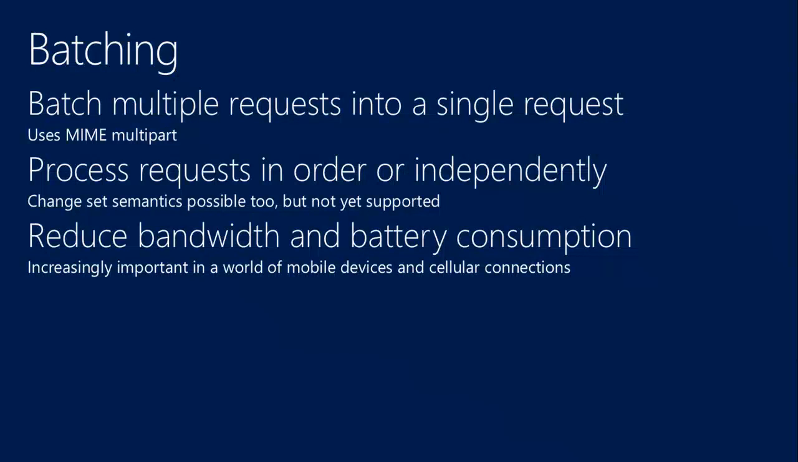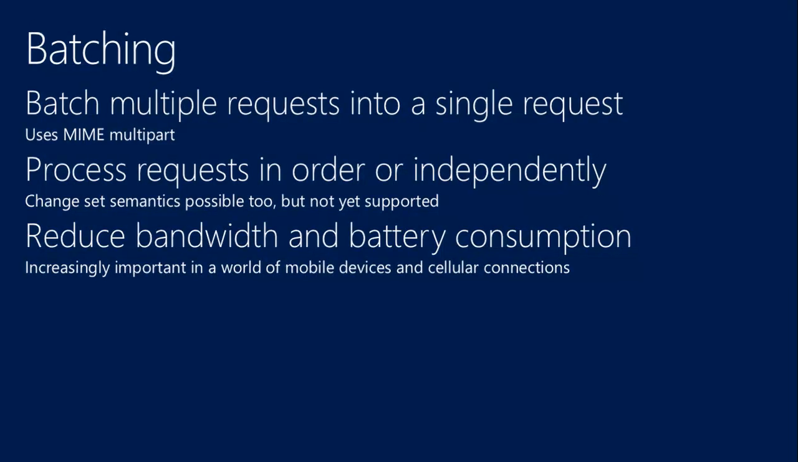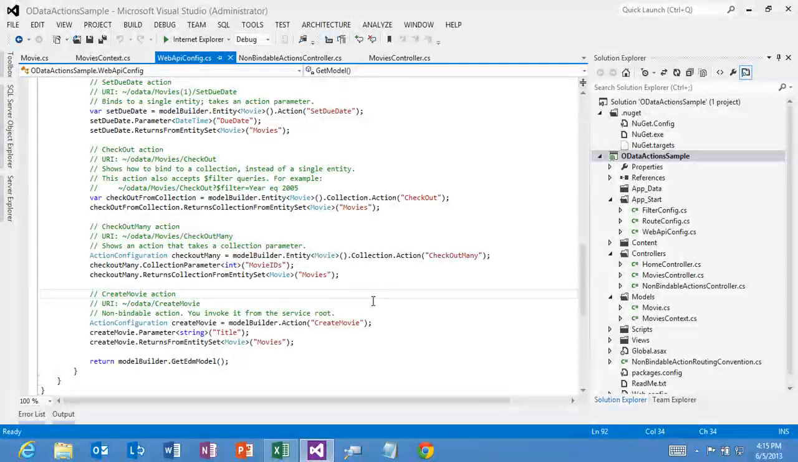By default, they'll be processed sequentially, but you also have the ability to say, you know what, just process them in any order you like, and so they can basically be processed independently. And the nice thing about this pattern is that you can reduce bandwidth, you can reduce chattiness, you can reduce how much battery you're using if you're dealing with a mobile device. The mobile device can, instead of sending lots of requests, just send one. And it's pretty easy to set up. So I'll show that to you really fast.